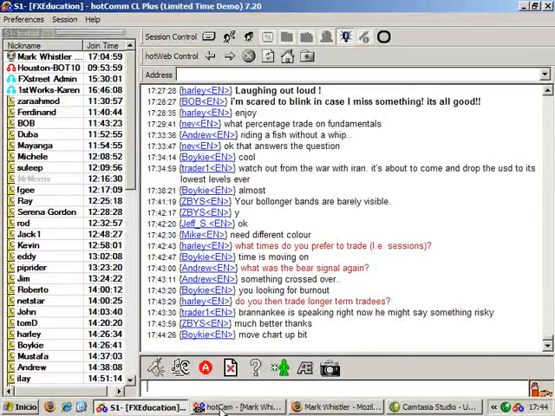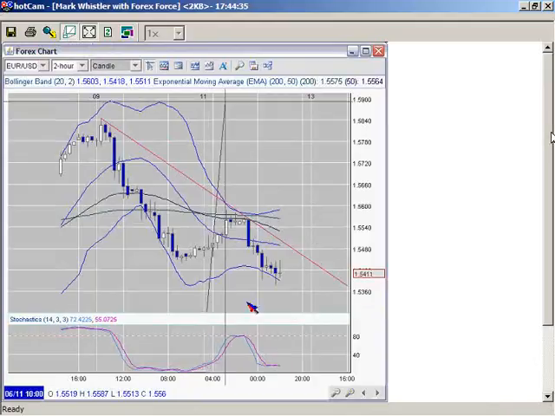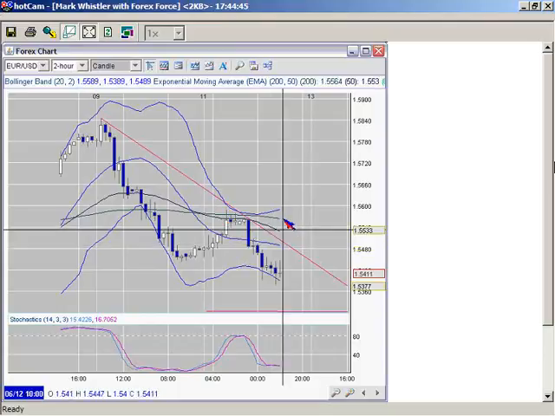Okay, you guys can see the chart okay? Everybody sees the chart? Okay, great. You can see what I've done is just changed all three of the Bollinger Bands to blue, and then the EMAs are black.